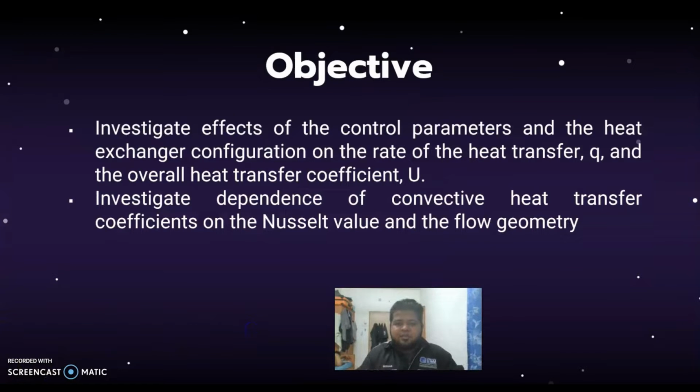Okay, the objective of the experiment for parallel and counterflow is to investigate the effect of the control parameters and the heat exchanger configuration on the rate of heat transfer, which is our Q, and the overall heat transfer coefficient, which is our U. It is also used to investigate the dependence of the convective heat transfer coefficient on the Nusselt value and the flow geometry, because different heat exchangers have different flow geometry, and by modifying this parallel and counterflow, we are able to provide a more efficient system.